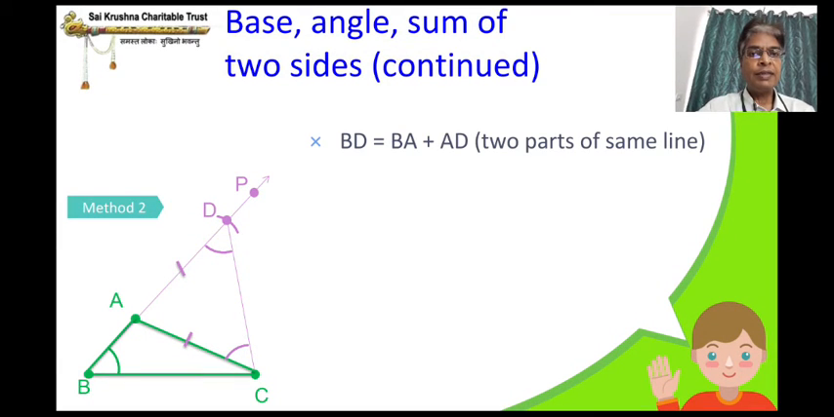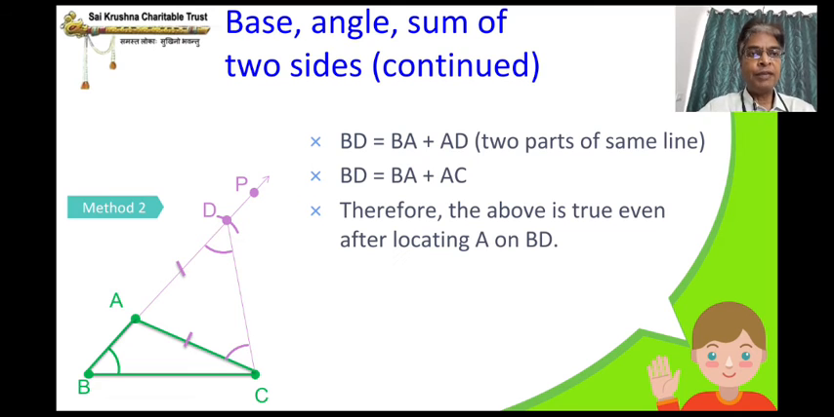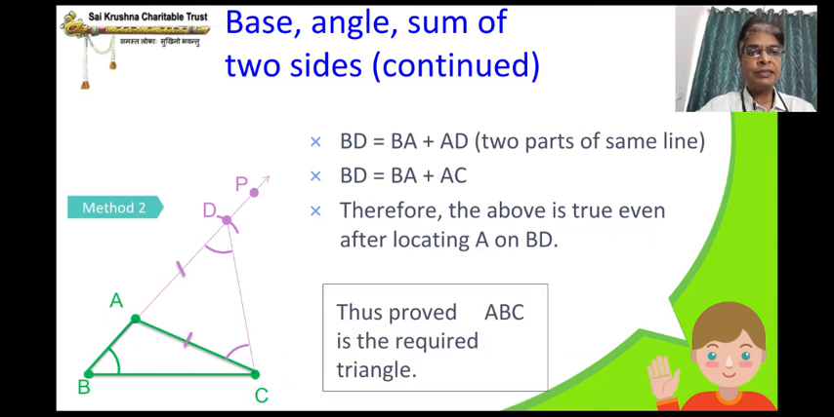So now everything is the same. BD equal to BA plus AD, two parts of the same line. Replacing AD with AC, BD equal to BA plus AC. Therefore, the above is true even after locating A on BD. Thus, proved: triangle ABC is the required triangle.